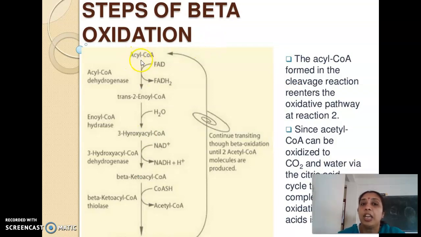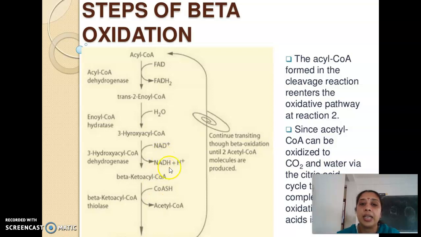So acyl CoA, FAD dependent dehydrogenase, trans 2 enoyl CoA is formed. Trans 2 enoyl CoA is undergoing hydration to give beta hydroxy acyl CoA or 3 hydroxy acyl CoA by hydratase enzyme, or it is also known as crotonase enzyme. Beta hydroxy acyl CoA is acted on by NAD dependent dehydrogenase enzyme to give beta keto acyl CoA. And finally, it is undergoing thiolytic cleavage to give rise to 1 molecule of acetyl CoA and a fatty acyl CoA with 2 carbon less.